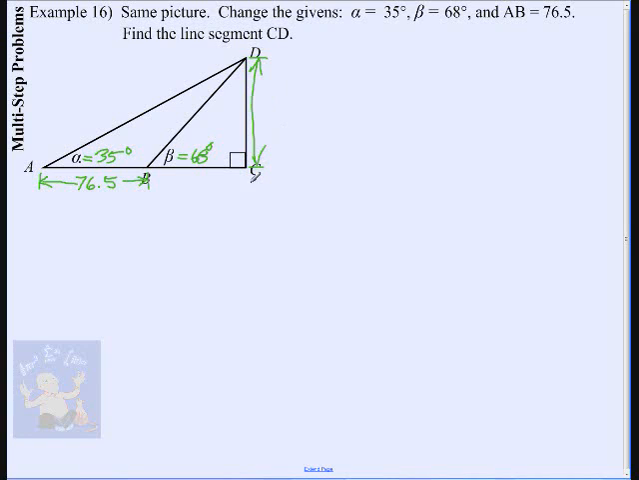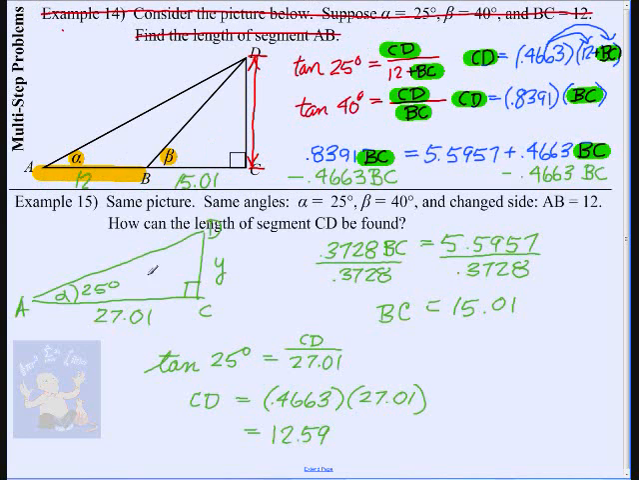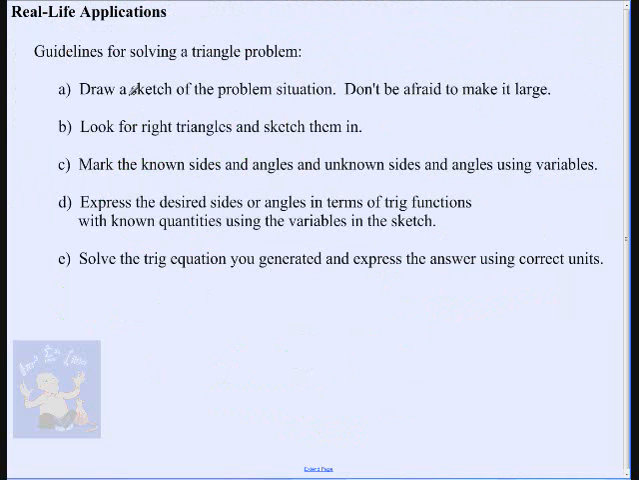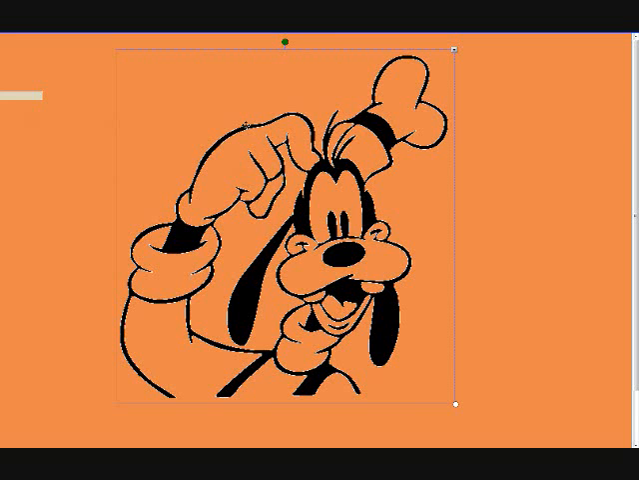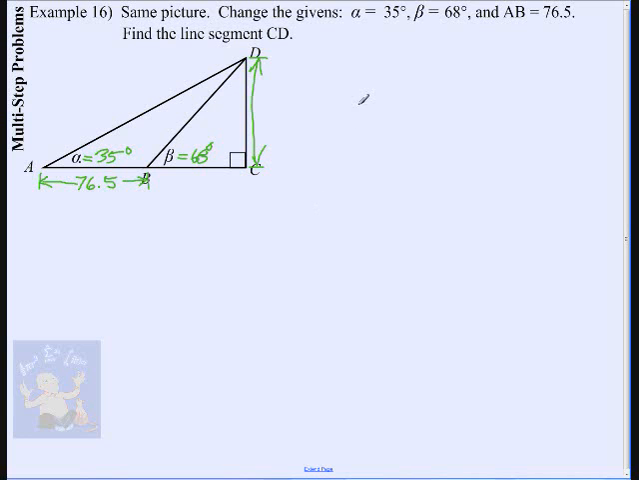How would we figure that out? Gee, it doesn't sound that different from what we did over here, does it? We've got this given. We're looking for this one. We've got these two angles. So it's the same problem again, just with different numbers. Okay, here's a little challenge for you. Can you spot the goof? It's coming up. So what can I say about CD?